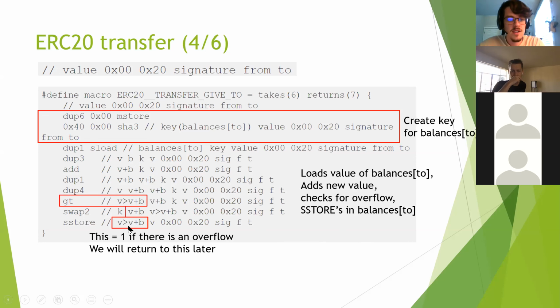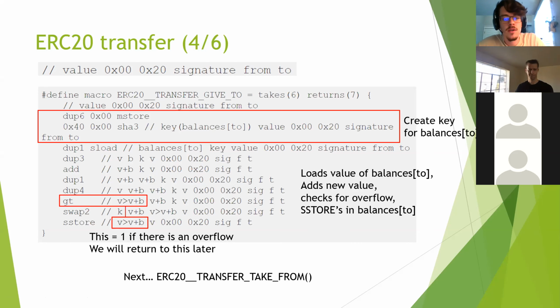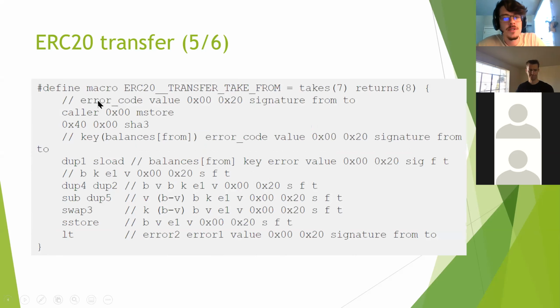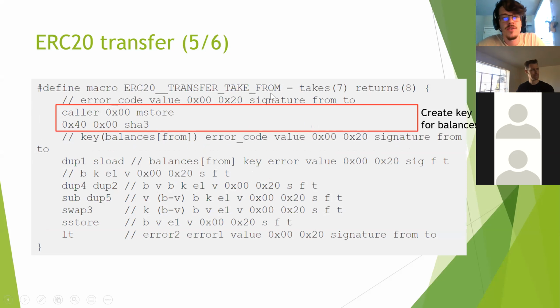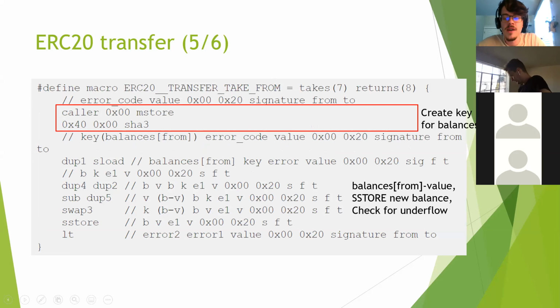So right here, this V greater than V plus B, that's the overflow check. It will be a 1 if there's an overflow. And we'll keep that on the stack to do something with later. And then the next thing that happens is transfer take from, and this subtracts the balance of the user we're transferring from. So we create a key for balances of from, and then we do balances of from minus value.